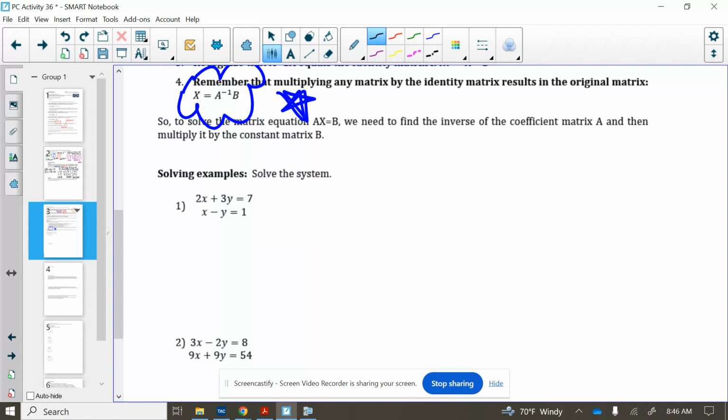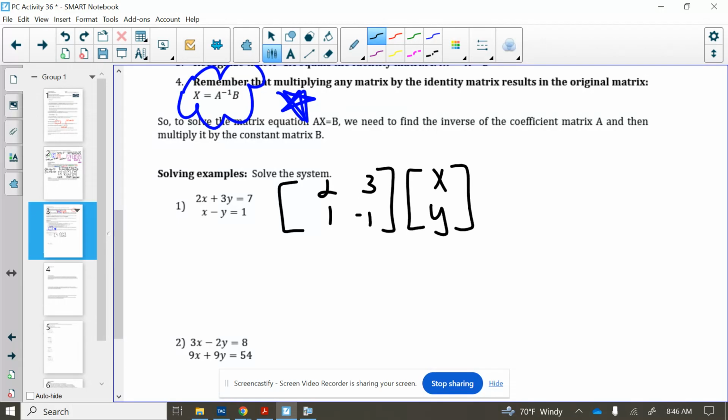So we're going to start out each of these systems. We are going to represent them by a matrix equation. So we have this system, and we can represent it as [2, 3; 1, -1] times [x; y], equaling that constant matrix of 7, 1. So in order to get our final solution, we need A inverse times B to get what X is by itself. So we're going to start off, we want to find A inverse.